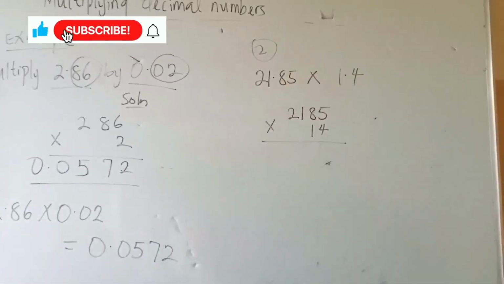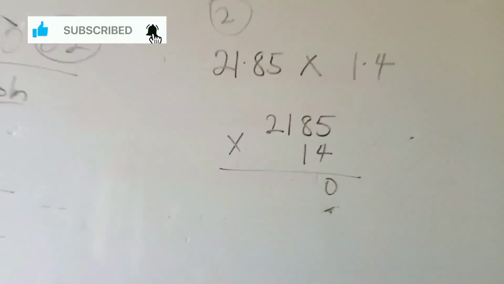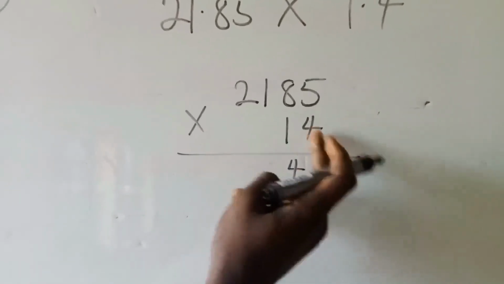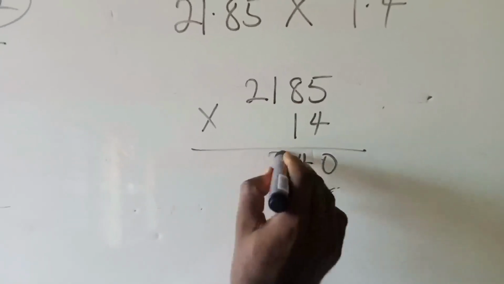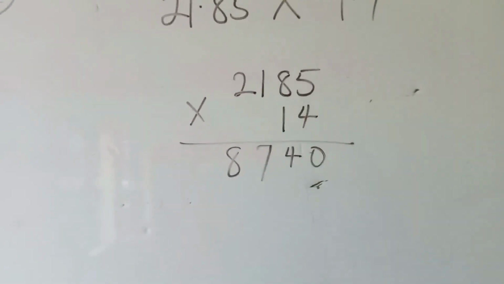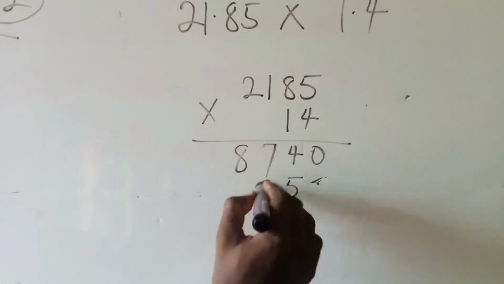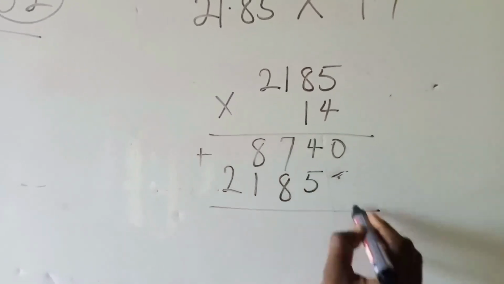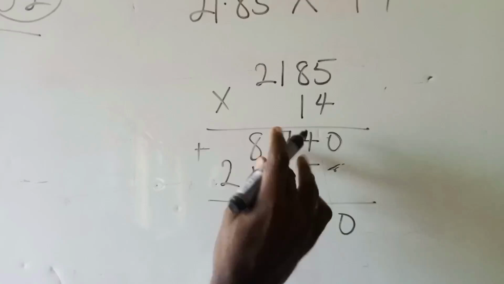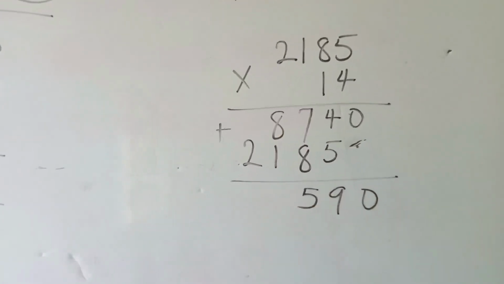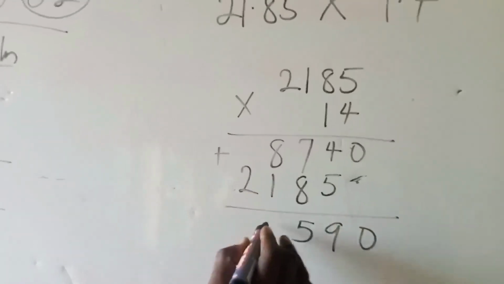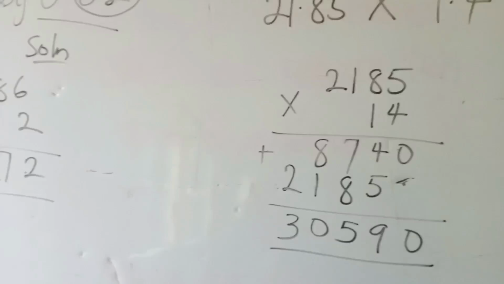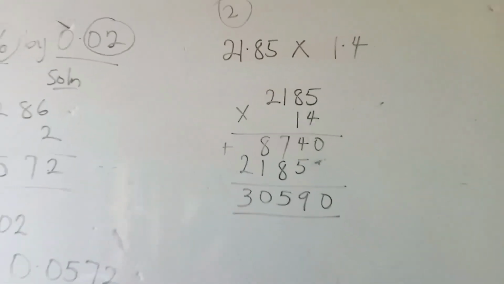We say 4 times 5 is 20, write 0, keep 2. 4 times 8 is 32, plus 2, that's 34, write 4, keep 3. 4 times 1 is 4, plus the 3 we kept, that's 7. 4 times 2 is 8. Then 1 times 5, 5. 1 times 8, 8. 1 times 1, 1. 1 times 2, 2. So you add the values together. We have 0, we have 9. Plus 8 is 15, write 5, keep 1. 8 plus 1, 9, plus the 1, 10, write 0, keep 1. Then this 2 plus that 1, 3. So we have 30590.